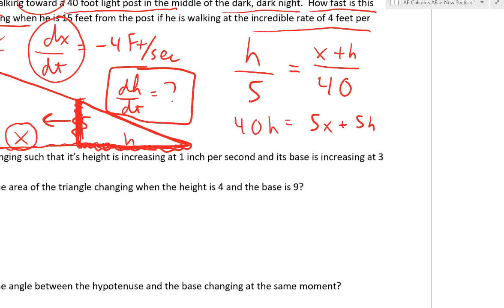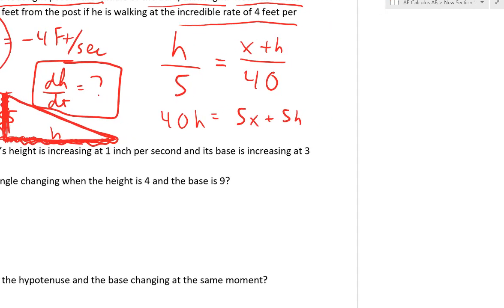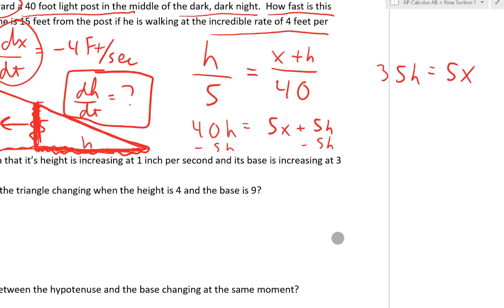And then simplify it down so we can combine our h's. There's a 5h over here, so you can do minus 5h here, minus 5h here. And we find out that 35h must be equal to 5x. Okay? And that's the same exact equation as right here, just a whole lot easier to look at. Now that doesn't tell me anything about the rates of change. It just tells me how the relationship has to be.